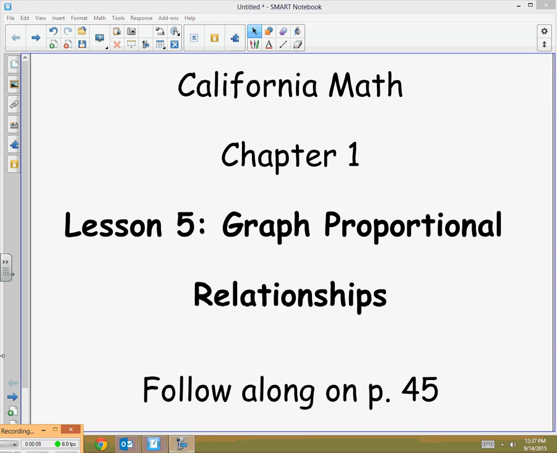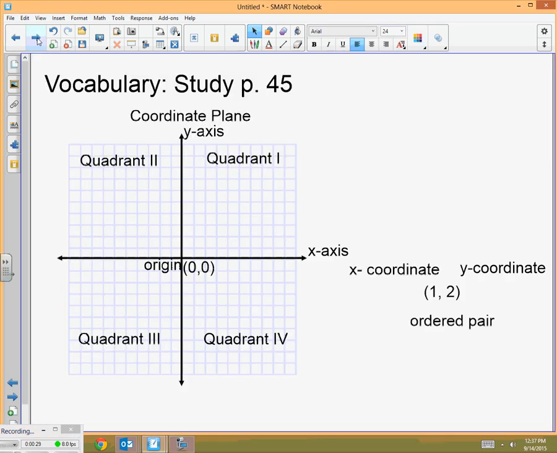Today we are covering Chapter 1, Lesson 5 on how to graph proportional relationships. Please follow along with me on page 45, and remember to pause or write down any questions you might have during the lesson. You can view this video an unlimited number of times, so please watch it again if you have any questions. To start with the lesson, I'd like you to open up your books and study page 45. There are a lot of vocabulary words for this section, so I'd like to go over a few of them with you.